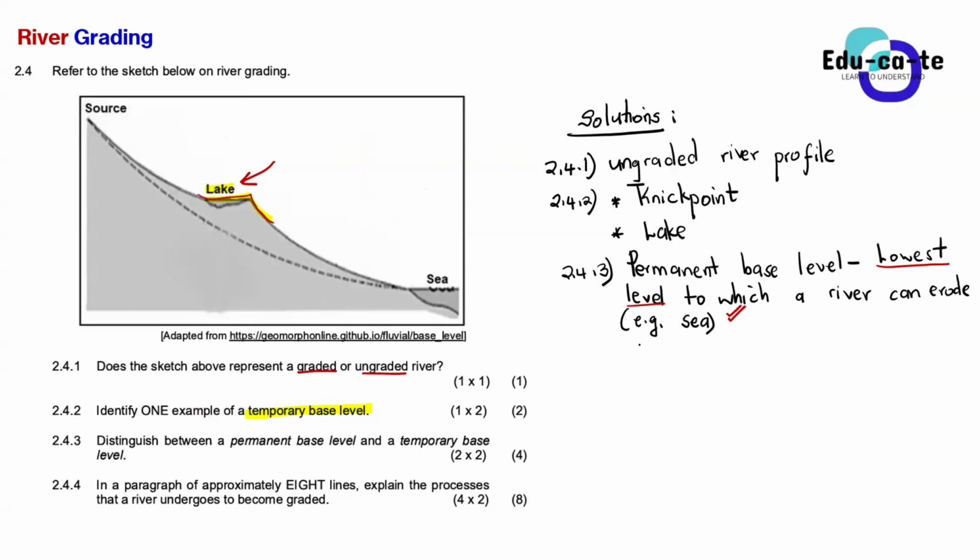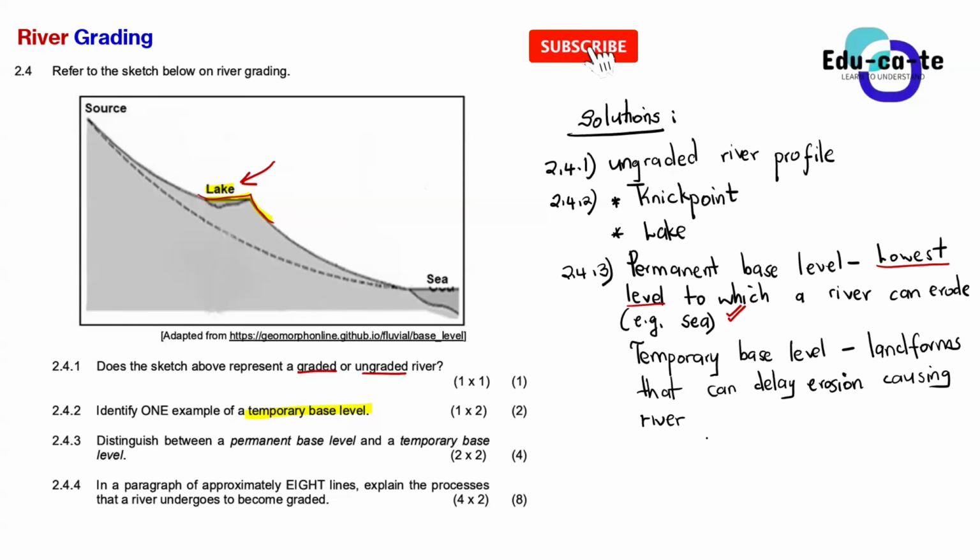Let's go. What about temporary? So my features that can delay erosion causing a river profile to be ungraded. Yes, you can say those are landforms, or you can say they are features that can delay erosion. So when they delay erosion, they actually cause the river profile to be uneven.